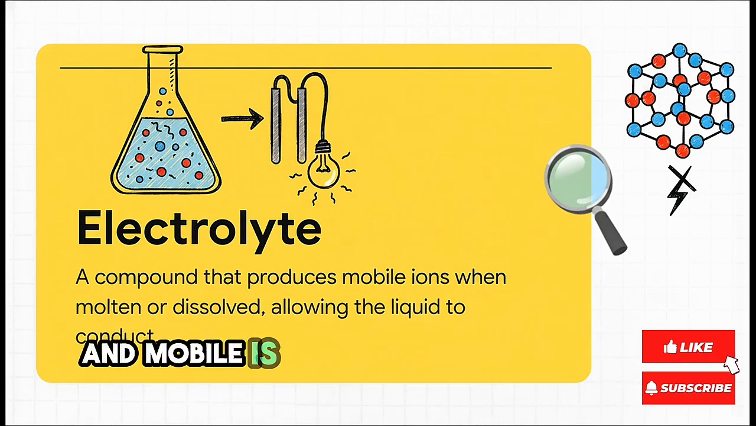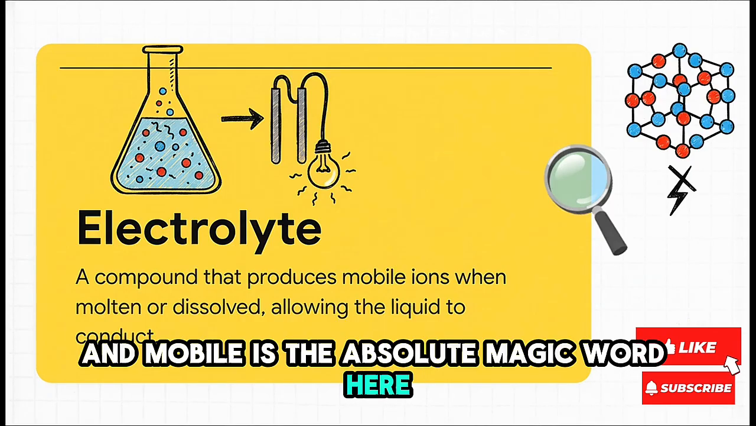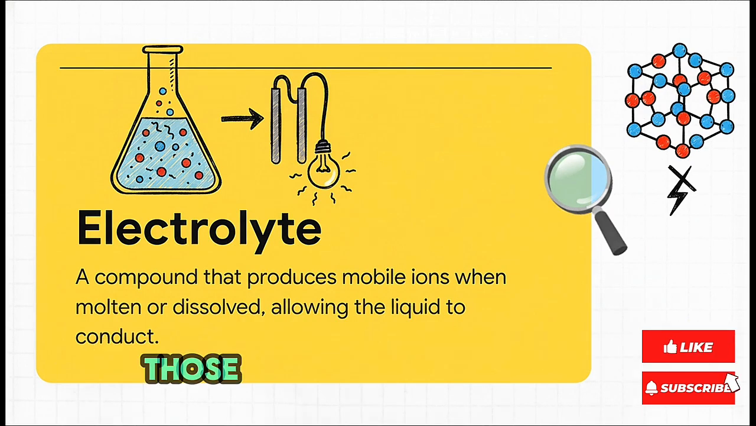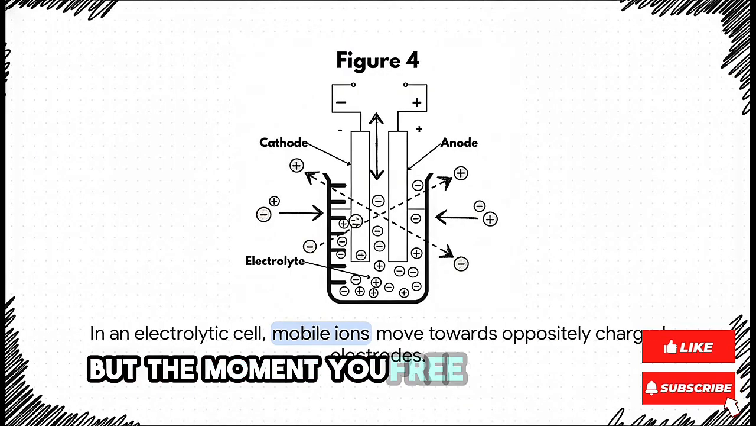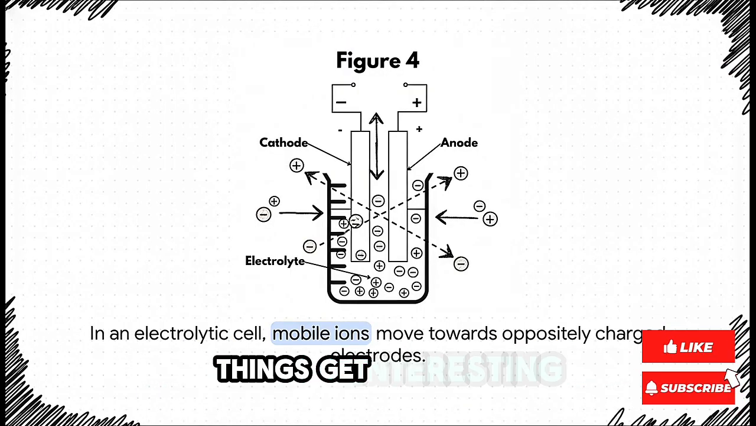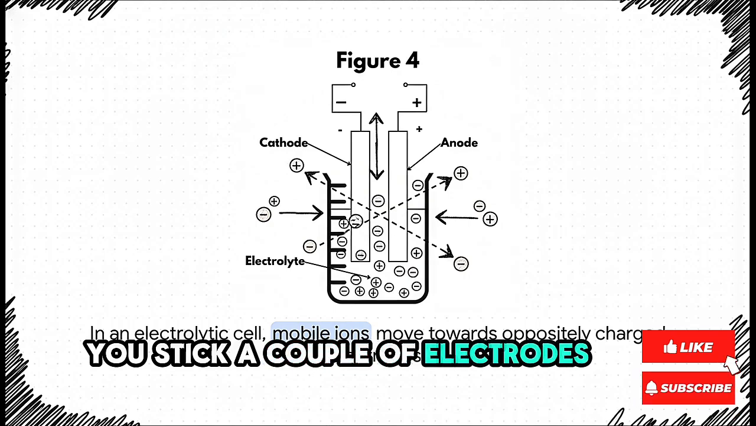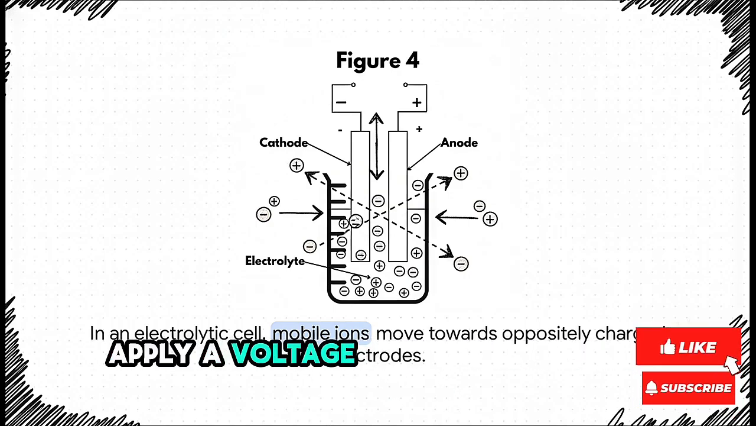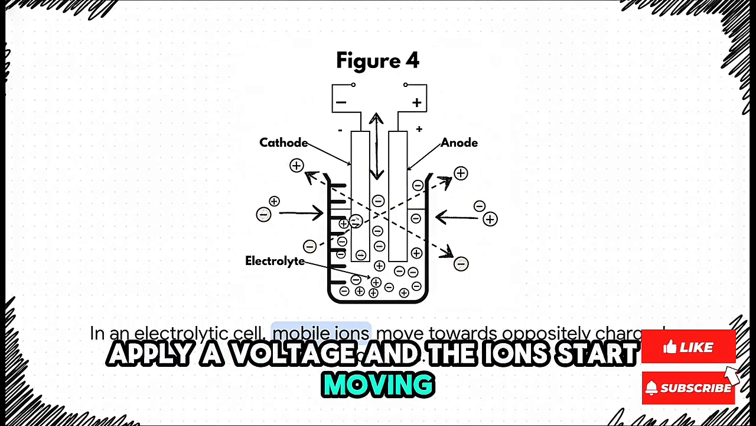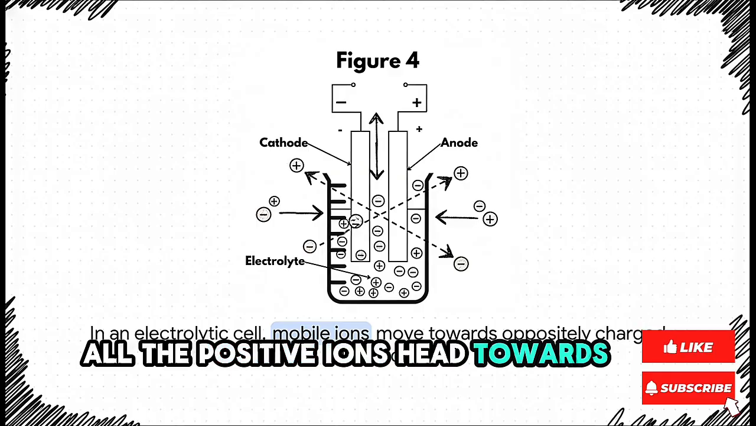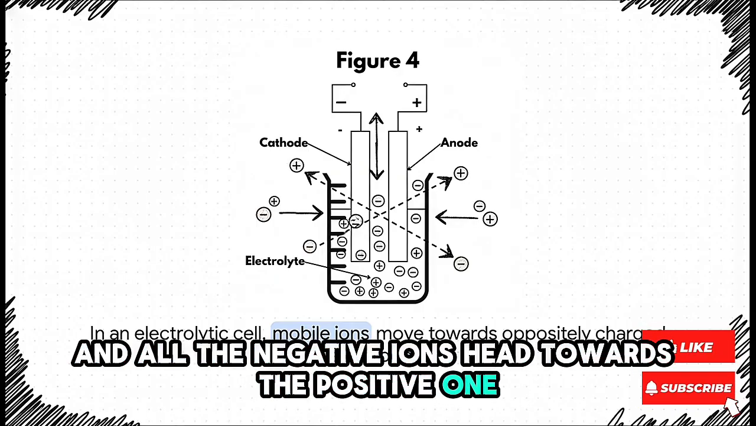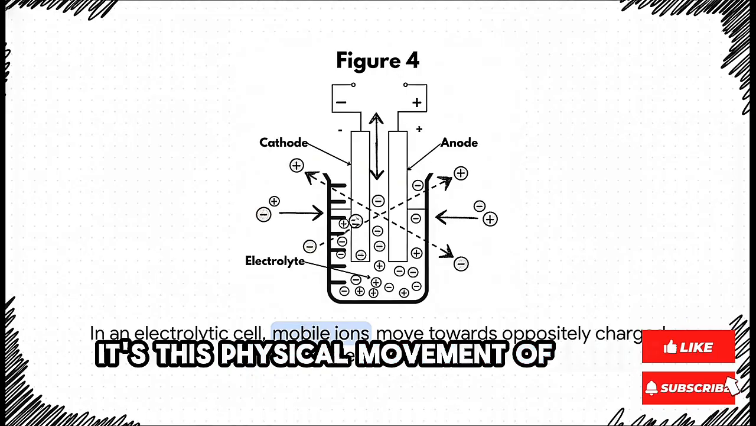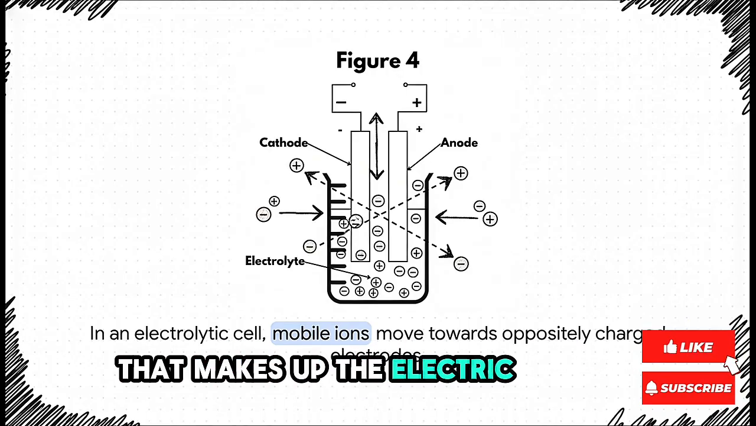And mobile is the absolute magic word here. Because if you have a solid crystal of salt, those ions are locked in place. They can't move, so solid salt can't conduct electricity at all. But the moment you free up those ions, things get interesting. You stick a couple of electrodes into the liquid, apply a voltage, and the ions start moving. All the positive ions head towards the negative electrode, and all the negative ions head towards the positive one. It's this physical movement of entire ions that makes up the electric current.